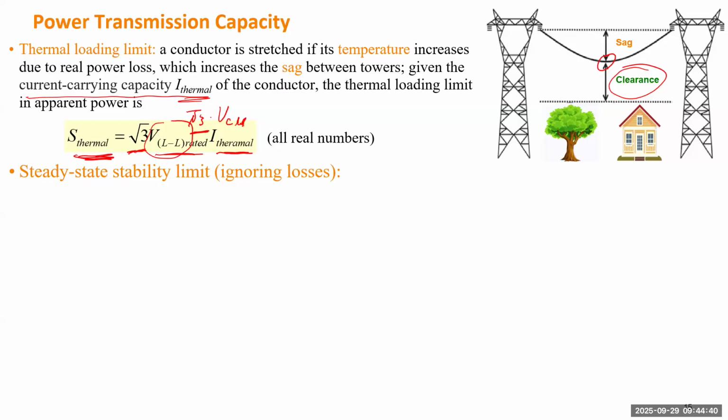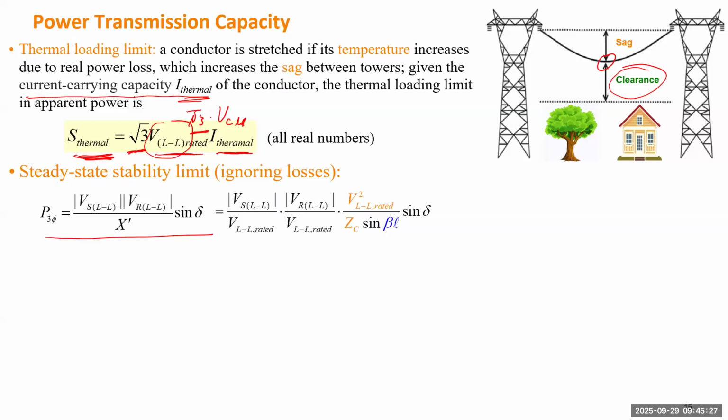In reality, the actual loading will never reach that thermal limit unless there's some really big sag, and the line is overloaded for an extended time, and the sag is increased, and so that can happen in some extreme conditions. But in normal conditions, we usually compare the loading to the steady state stability limit. For instance, if we calculate three-phase active power from the previous slides, it will be this formula. We want to figure out the highest value of the active power of the line.